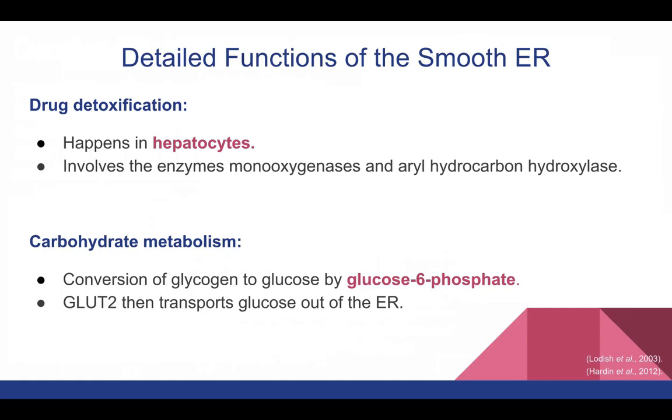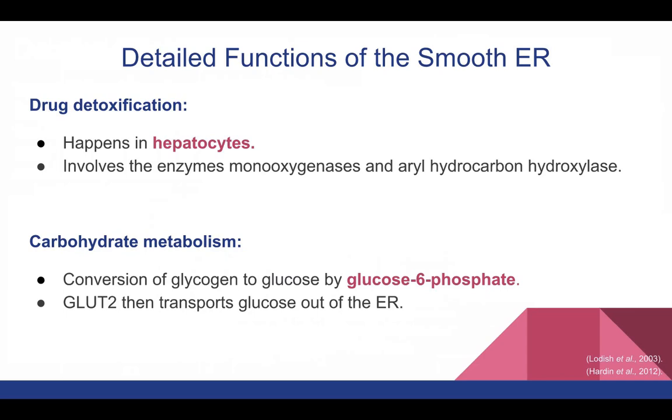This happens in the liver cells, the hepatocytes, which explains why there is more smooth ER present in these cells compared to other cells. The enzymes involved are often monooxygenases and aryl hydrocarbon hydroxylase. Monooxygenases work by donating 2 electrons and 2 protons to oxygen to make H2O. The other oxygen is incorporated into the drug. Aryl hydrocarbon hydroxylase is involved in converting the toxic product formed by hydroxylating polycyclic hydrocarbons in water-soluble compounds into a chemical active form.